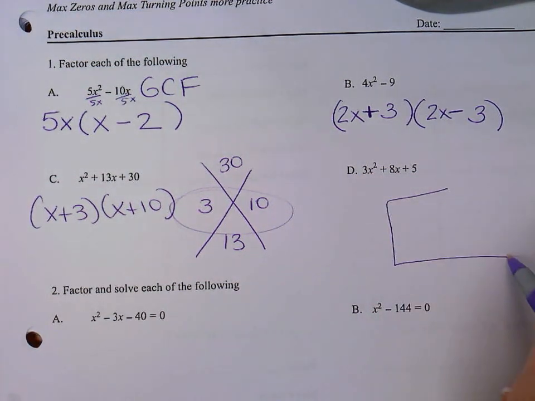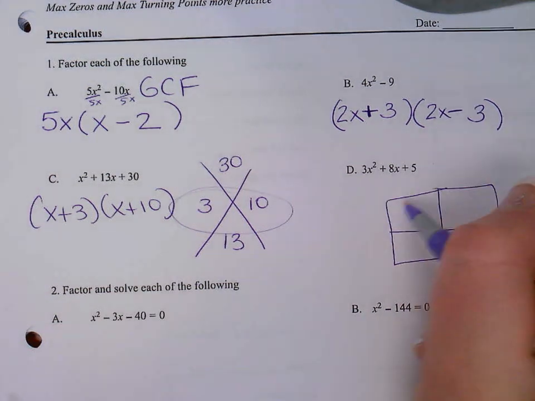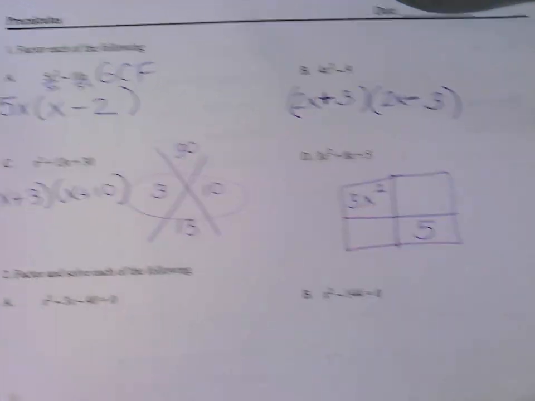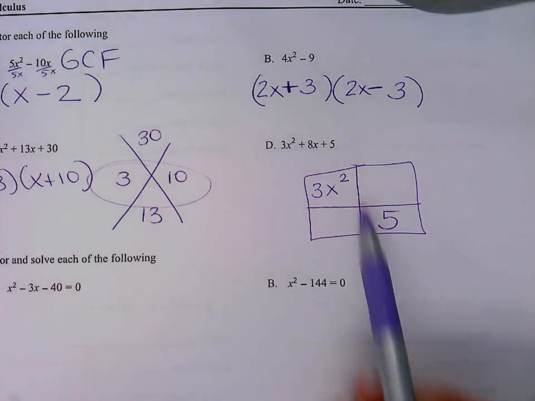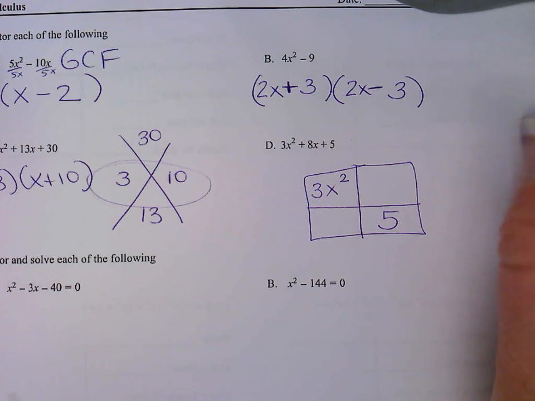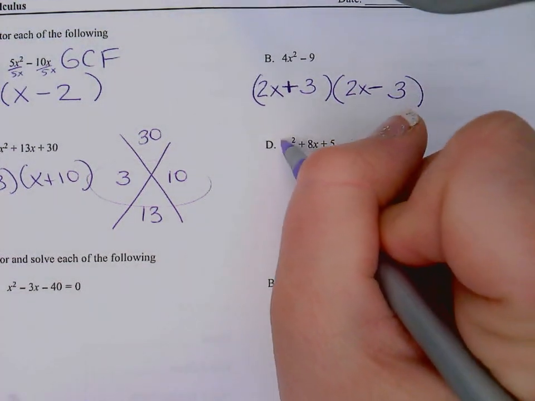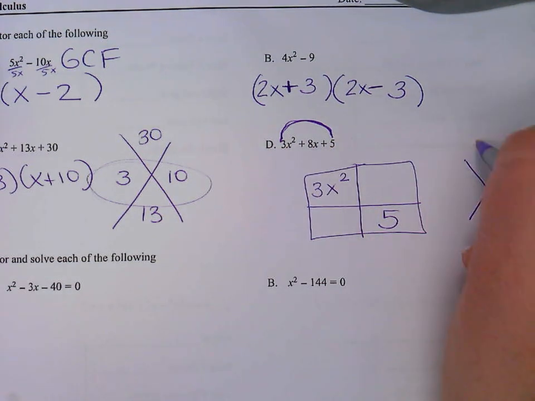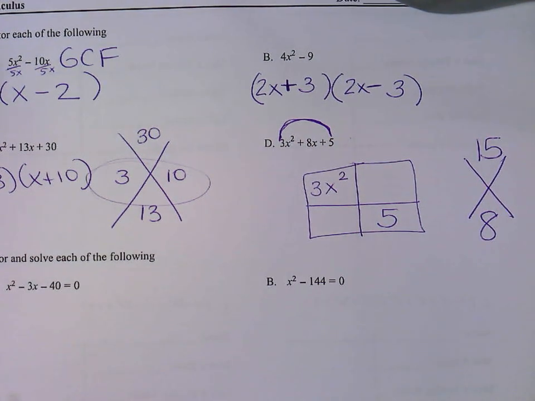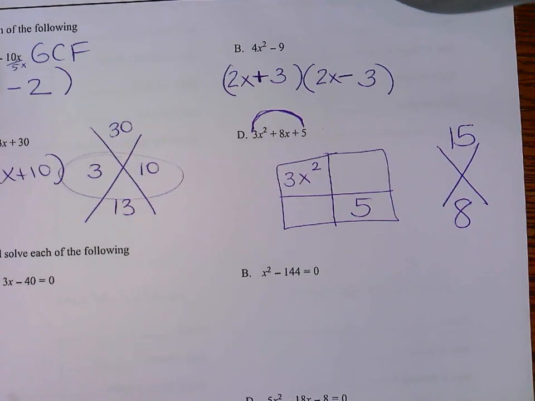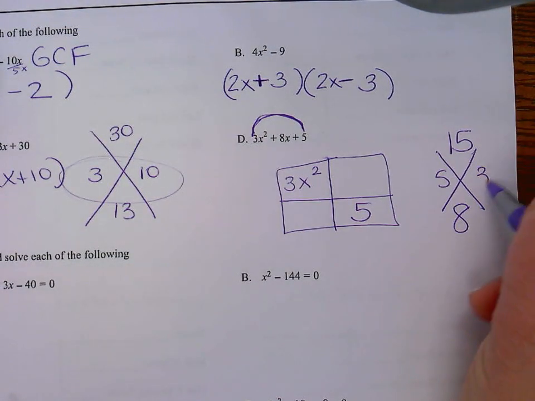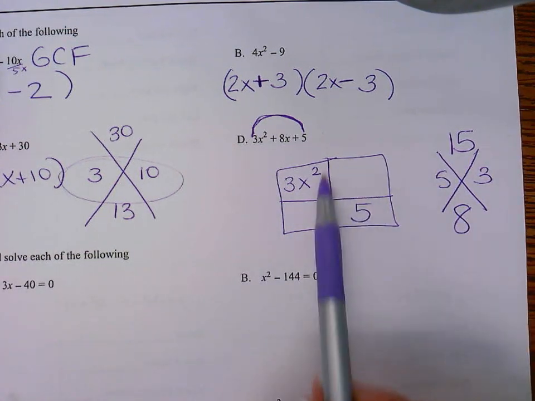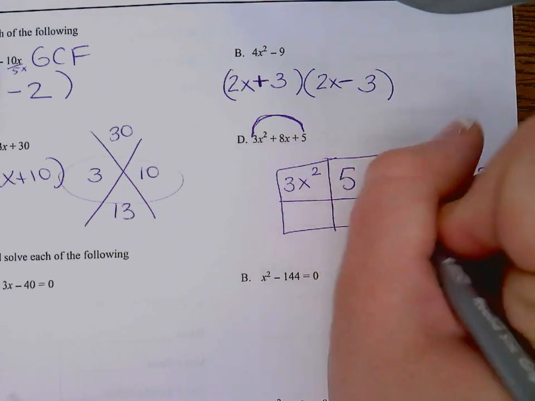So to do the box, you're going to set up 3x squared up here, 5 down in the bottom, and we're going to have to strategically split up that 8x. The way you split it up is you do the diamond, but you're going to do 3 times 5 is 15, and the sum has to be 8. So it has to be 5 and 3. So those are not just inside the parentheses like over here. Those are inside these other 2 boxes, 5x and 3x.